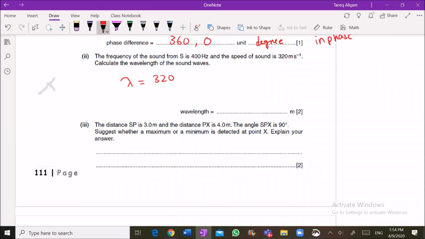320 over 400, can someone calculate that quickly? Speed over frequency, I mean wavelength, equals 0.8. Thank you. Now the distance, look here, the distance is p, and at 90 degrees, suggest whether maxima or minima is detected at point X. To decide whether maxima or minima, we need to look at the path difference over lambda.